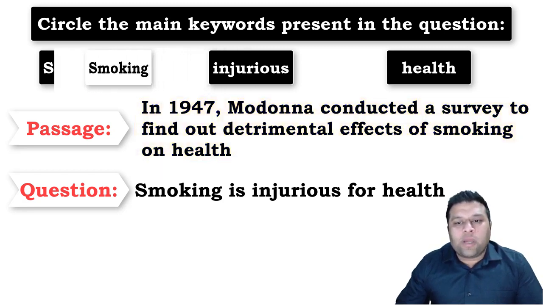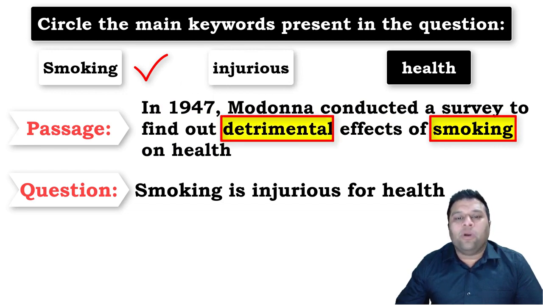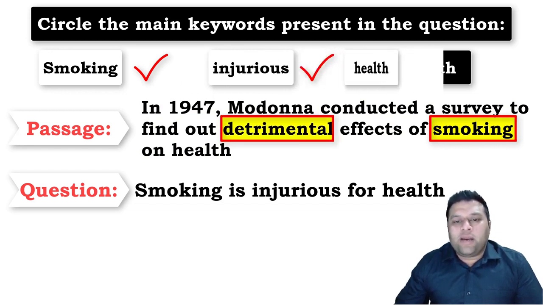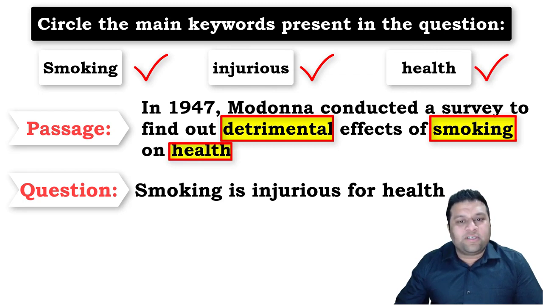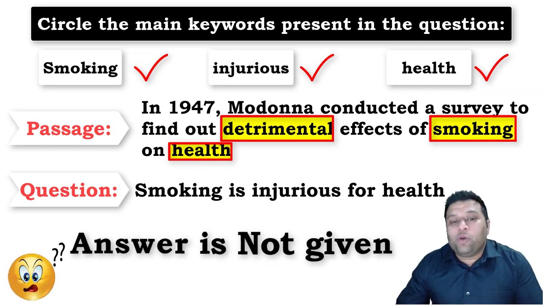Now, can I find smoking? Yes, I can. Can I find injurious? Detrimental means harmful. Injurious means harmful. And health is there as well. All the three keywords are matching. However, the answer is still not given. Why is the answer still not given?